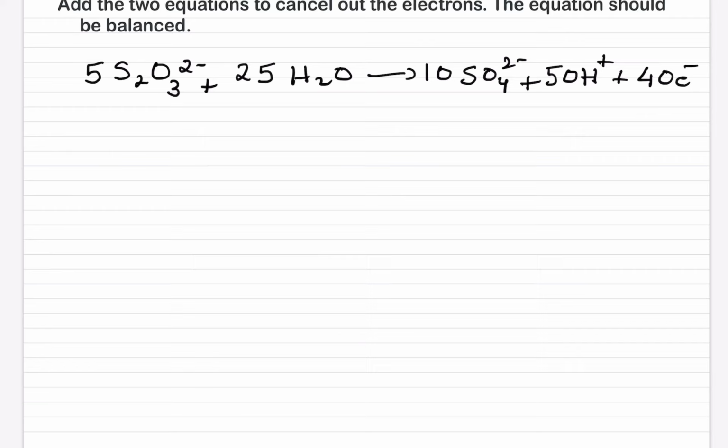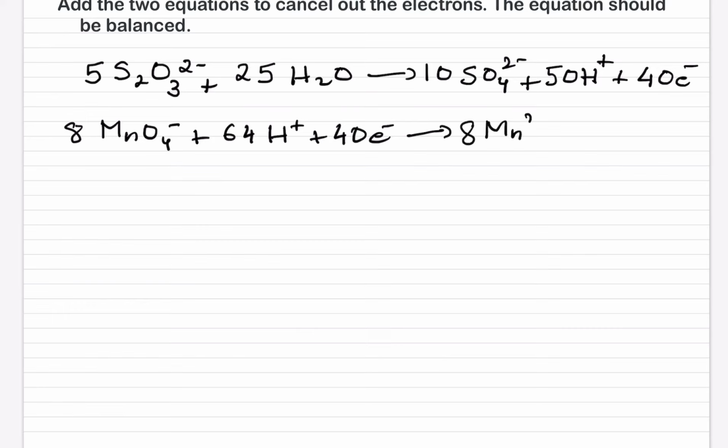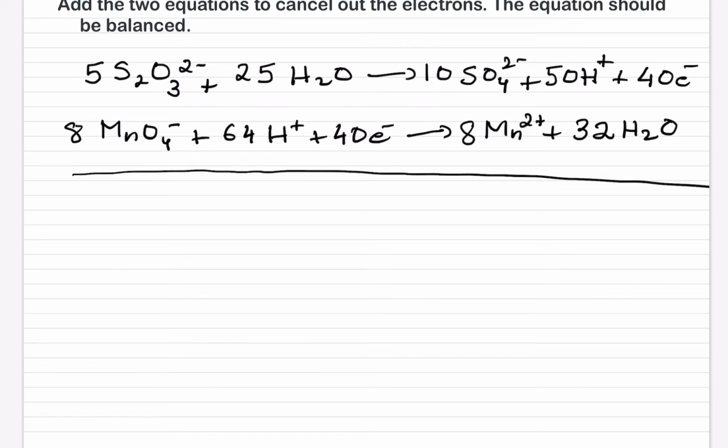The next equation, 8 MnO4- + 64 H+ + 40 electrons will yield 8 Mn2+ + 32 H2O. Now we will add the two reactions. Let's add it up. So let's write it down. We can use red this time to add it up.